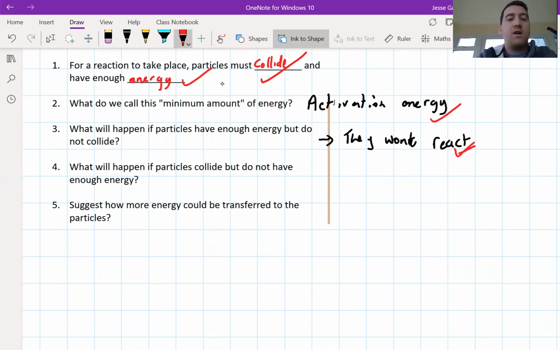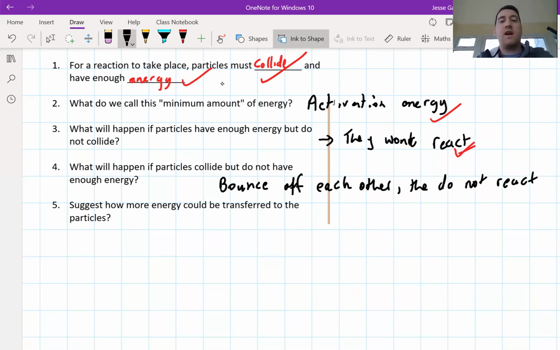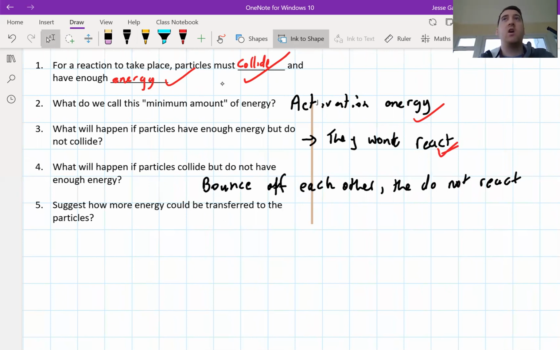What will happen if particles collide, but they don't have enough energy? Well, then they just bounce off each other. They do not react. You can see particles can have one of the two things. They can have the activation energy but not collide, or they can collide and not have the activation energy. If they don't have both of these things, then no reaction takes place.